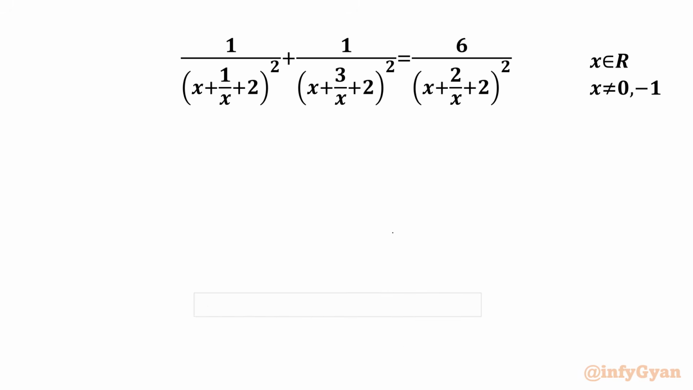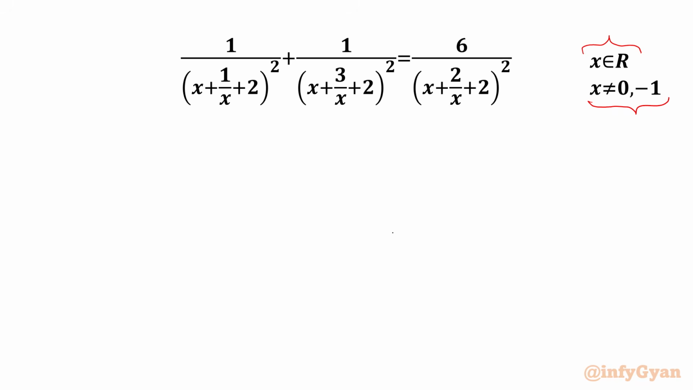Most of us will immediately start expanding these denominator brackets, but that actually makes the problem much harder. Let me share one substitution method which collapses this hard-looking equation beautifully. We have x cannot be 0, cannot be -1, denominators cannot be 0. And we are looking for real values of x.